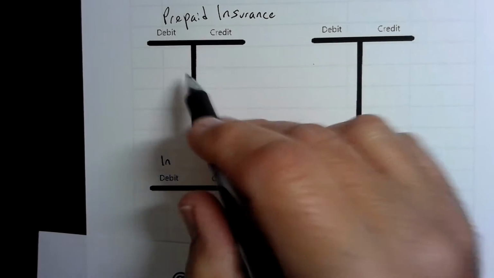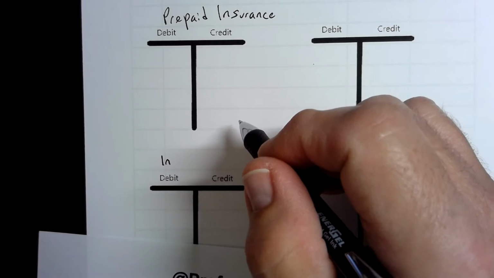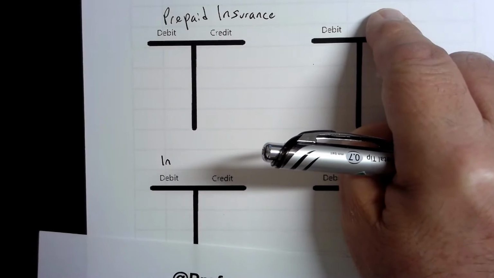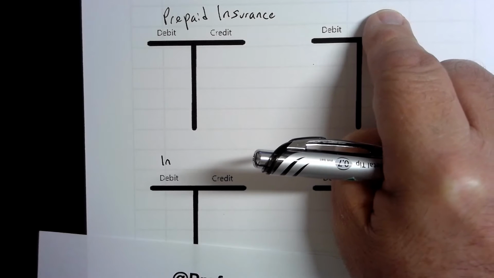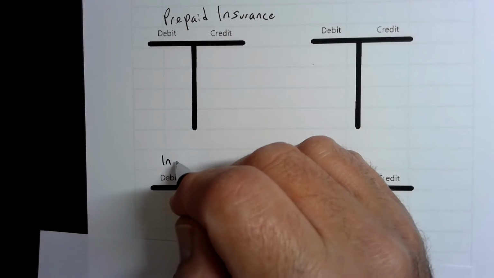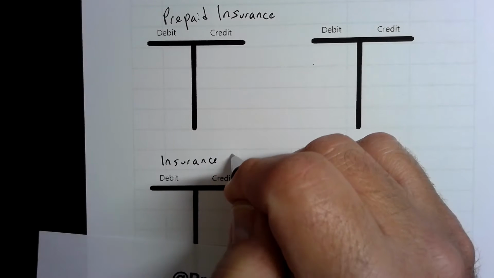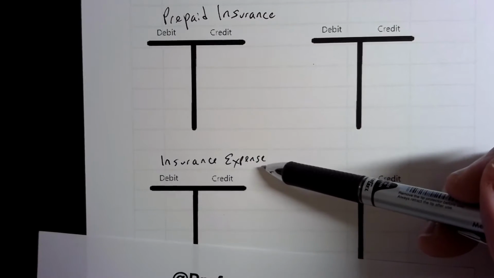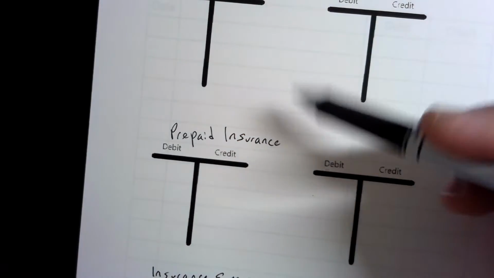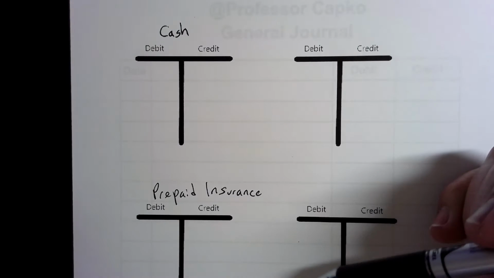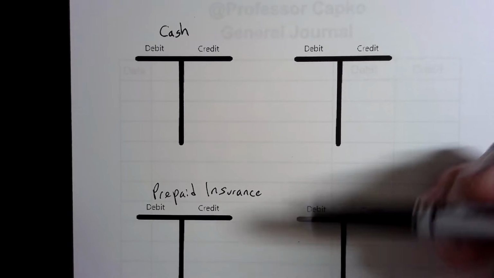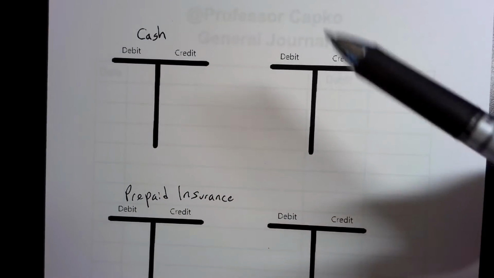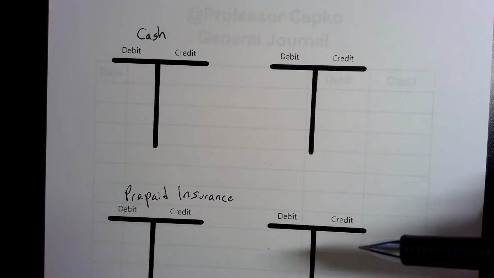If you're not sure about whether an account is an asset, liability, or owner's equity, I've got a video up here that shows the difference. You might want to take a look at that when you're done with this video. Of course, insurance expense is an income statement item, whereas the cash and the prepaid insurance are balance sheet items. So we're going to use these T accounts to demonstrate how to account for the prepaid insurance using the alternative method.